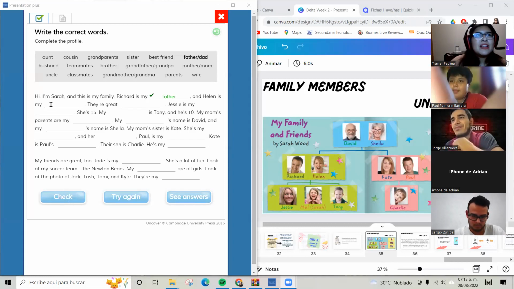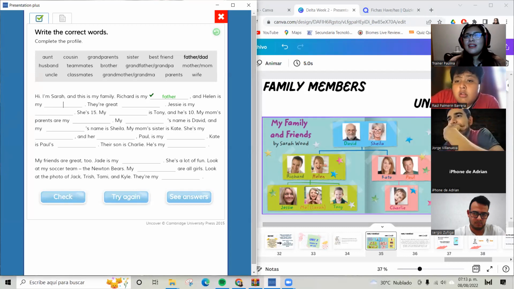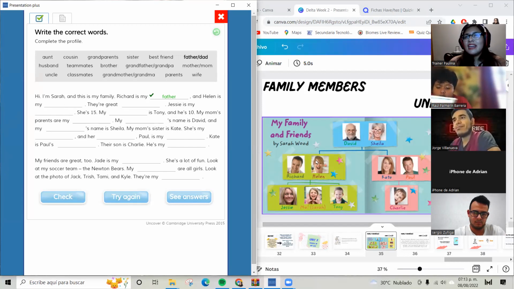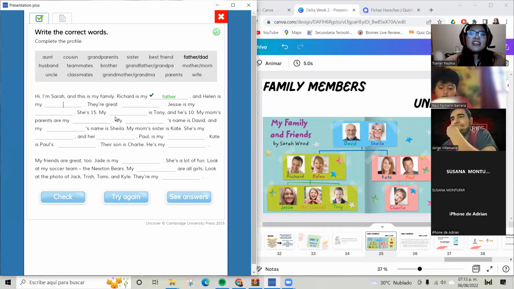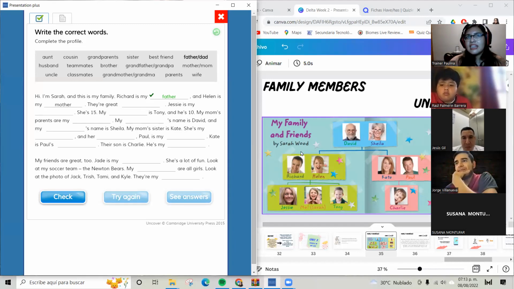Lo hacemos juntos. So, I'm going to start reading, you guys, and then you tell me the word that goes in each of the spaces. So, hi, I'm Sarah, and this is my family. Here's Sarah. Richard is my father, and Helen is my mother, or my mom, whatever you prefer. They, both Richard and Helen, are great parents.